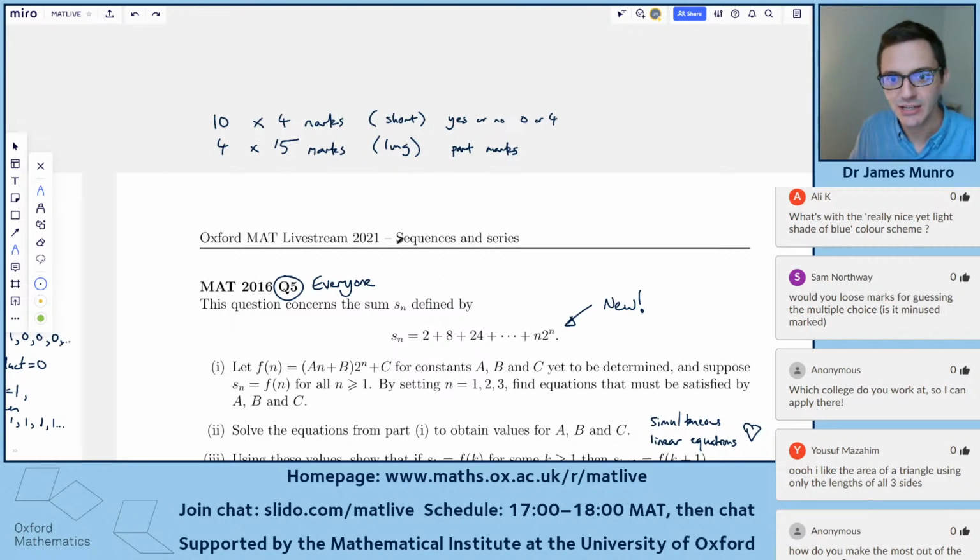Ali spotted the change of colour scheme. We changed colour scheme for the MAT livestream. I just thought it was time to use a different colour. A little bit fresher, brighter colour scheme. I actually changed it about 10 minutes before we went live. I thought, I want to change all the colours, so I changed all the colours. It's astonishing that any of it works and the live stream hasn't broken.